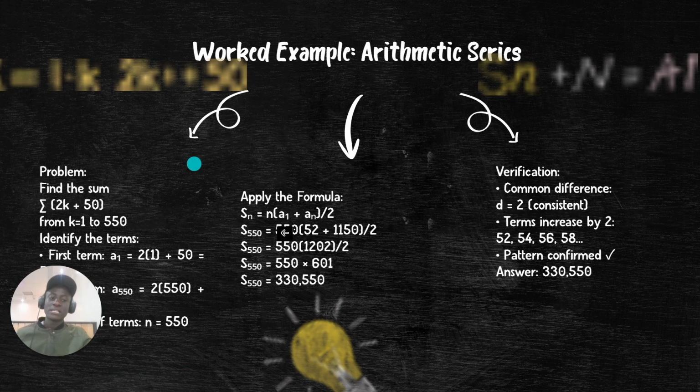Apply formulas. Let us start by applying the formula of n into a1 plus an, I have told you what they mean, divided by 2. So, because we have the a1 and we have the an, it is 550 into 52 plus what? Plus 1150, as we got, divided by 2. And that is automatically 330,550. Then there is also verification there, because we can do the verification. d is equal to 2, and that's a common difference. Each term increases by 2, and the pattern confirmed the answer.